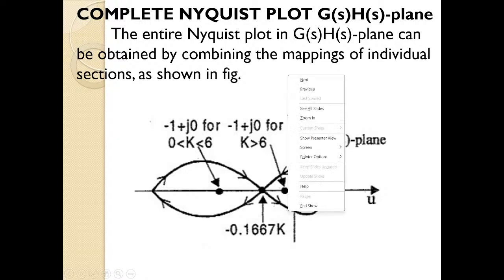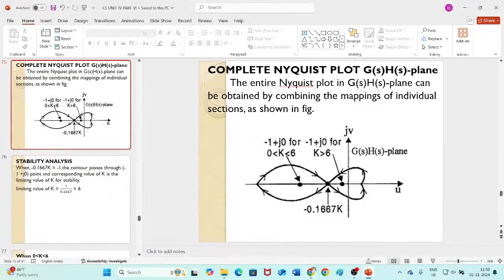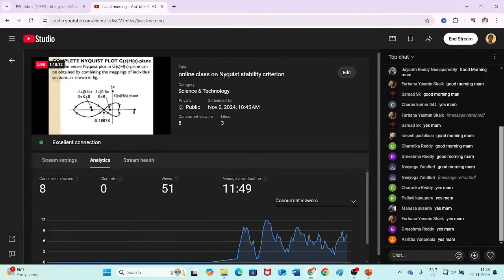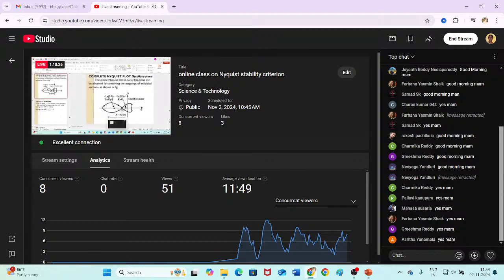So, did you understand the stability analysis for this system? Just mention in the chat box if you have understood. Did you understand the stability analysis for this numerical problem? Mention in the chat box.